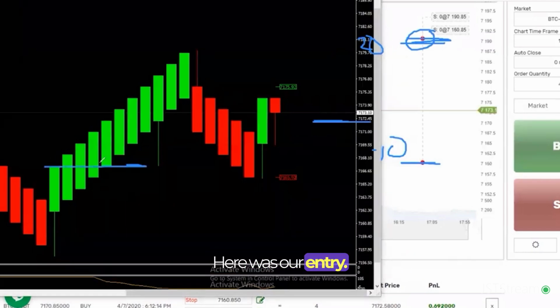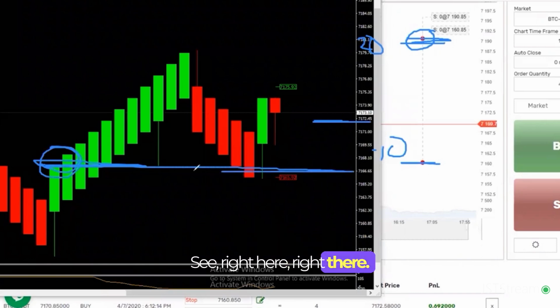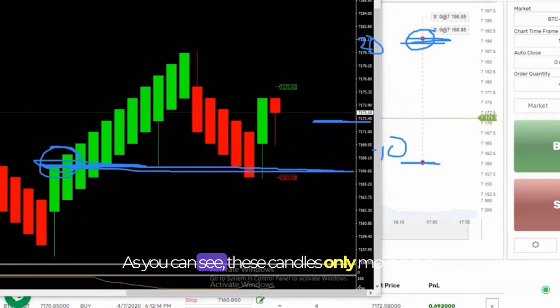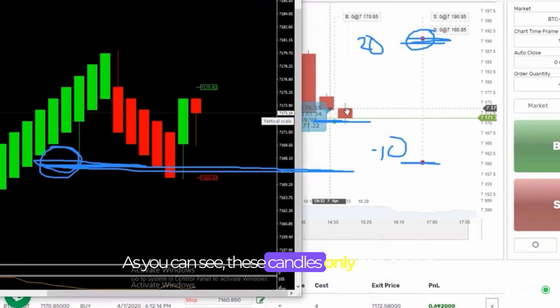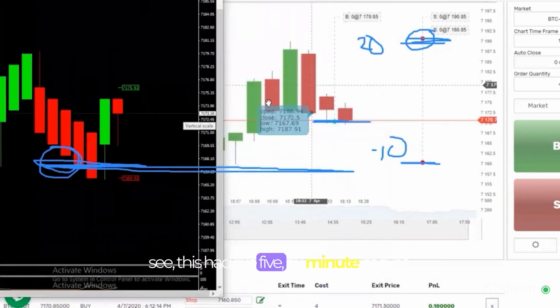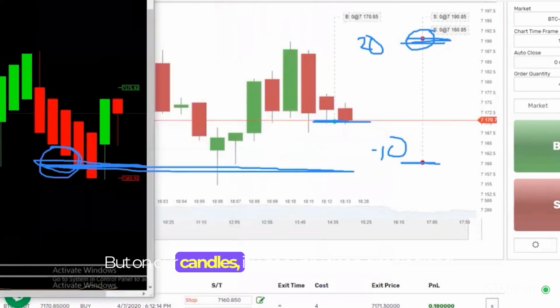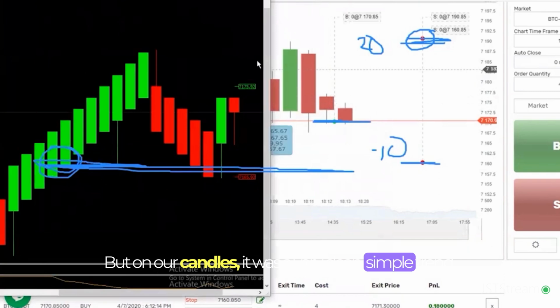Same thing you can see on our chart. Here was our entry. See right here, right there. And now we're just waiting. As you can see, these candles only moved like, wait, let's see, this had like 5-6 minute moves, but on our candles it was a very clean, simple trend, and it shows you everything that happened inside.